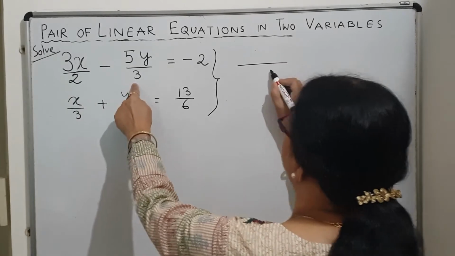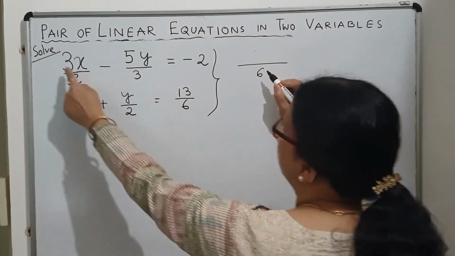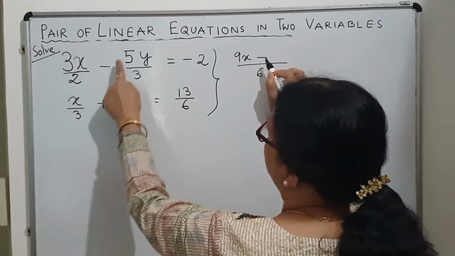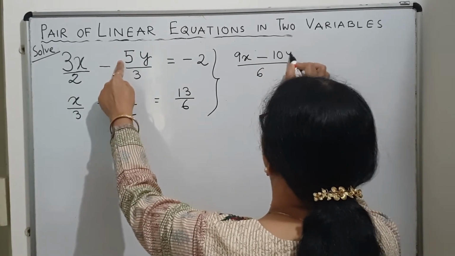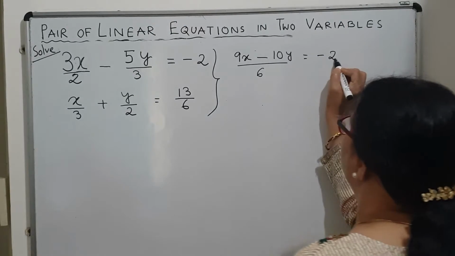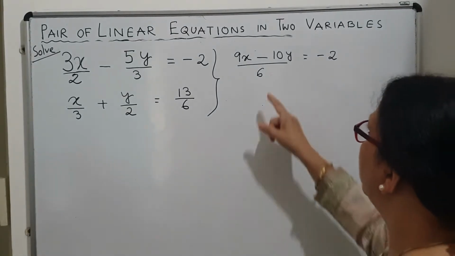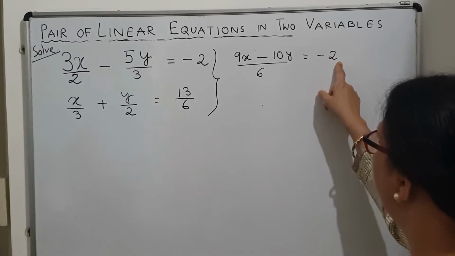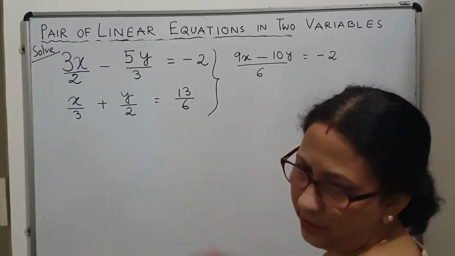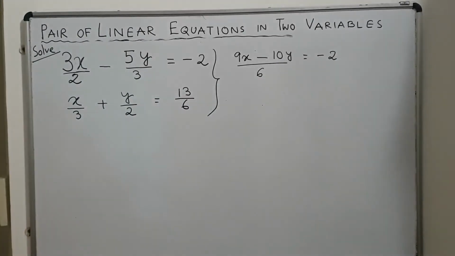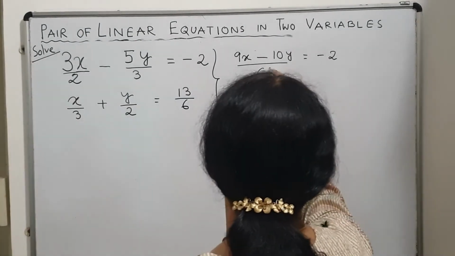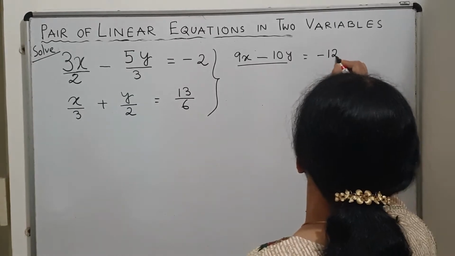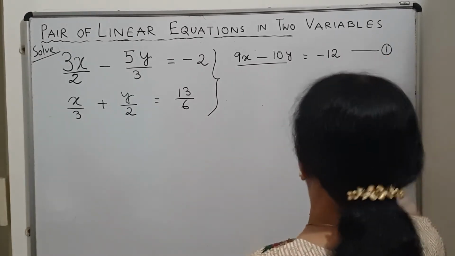LCM of 2 and 3 is 6. Then 3 3s are 9, 9x minus 2 into 5, 10y is equal to minus 2. And then we'll be doing the cross multiplication. So 6 2s are 12. In the next step, I'll do that simplification. So I write it as minus 12. So that will be our equation 1.